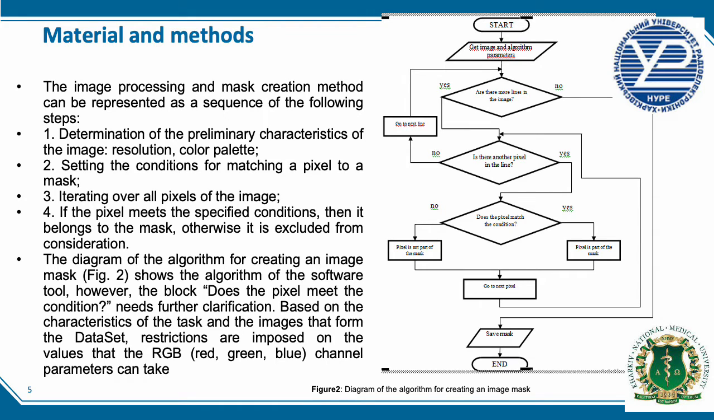The diagram of the algorithm for creating an image mask, which is presented in figure 2, shows the algorithm of the software tool. However, the block "does the pixel meet the condition" needs further clarification. Based on the characteristics of the task and the images that form the data set, restrictions are imposed on the values that the red, green, or blue channels parameter can take.